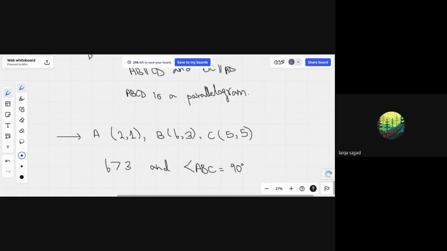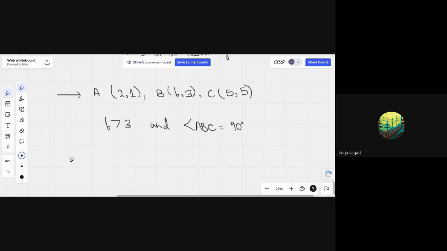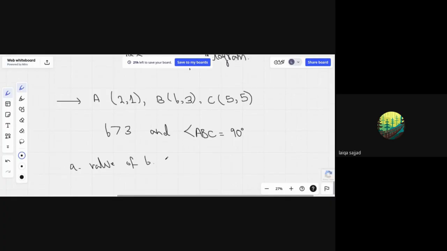Okay, so in the first part, you're asked to find the value of P. You have to find the value of P. How will we find the value of P? Using this information that is given.